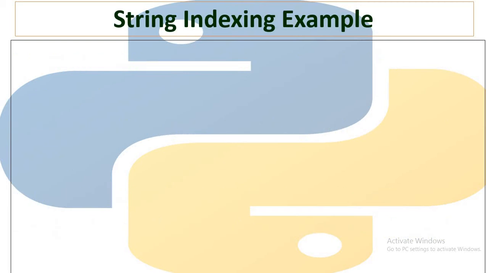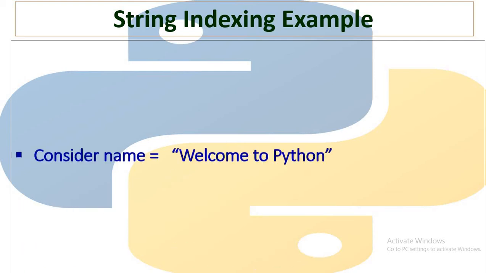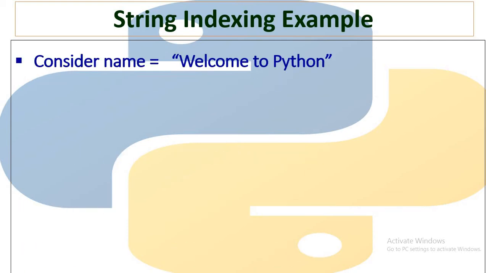Now let's have some examples about indexing. Before that, we need one example. Consider name is equal to welcome to Python. Let me tell you once again: here we have welcome, space, to, space, Python. So the string does not have only these alphabets, along with them it has these two spaces. So this space also has one fixed position.